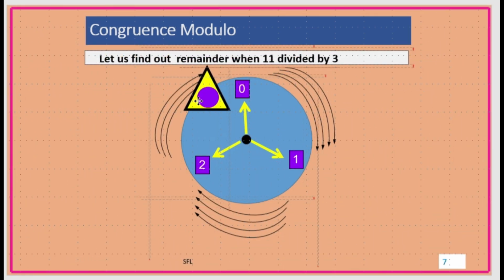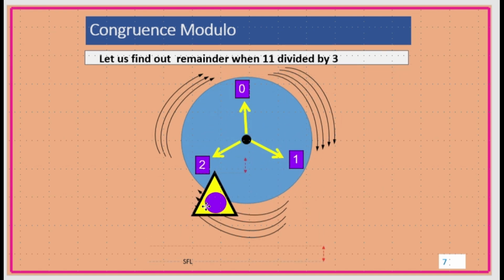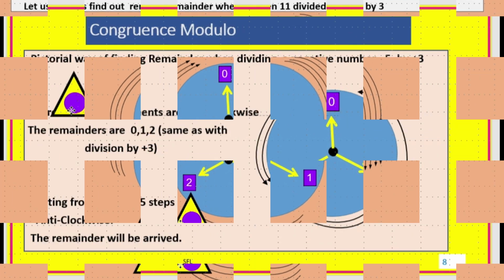Let us find out the remainder when 11 is divided by 3. Here we have to make 11 steps clockwise from 0. 1, 2, second step, third step, 4, 5, 6th step, 7, 8, 9th step, 10, 11th step, we reach 2. Hence the remainder when 11 is divided by 3 is 2.